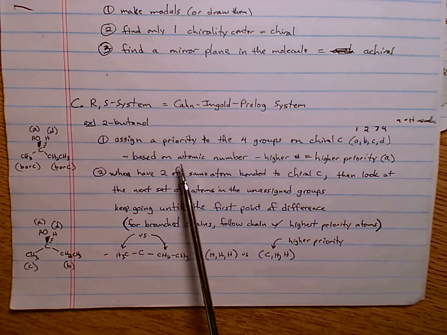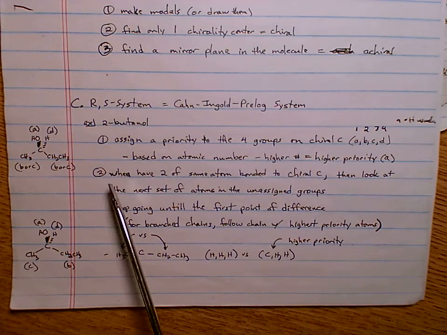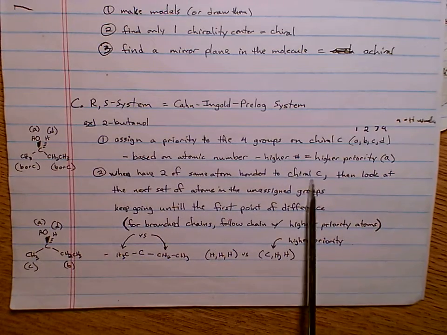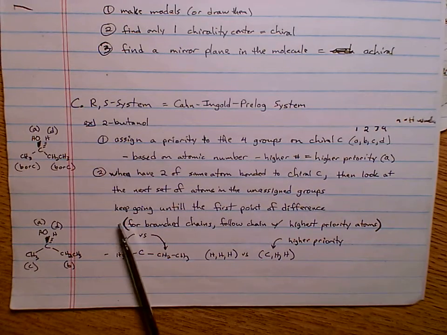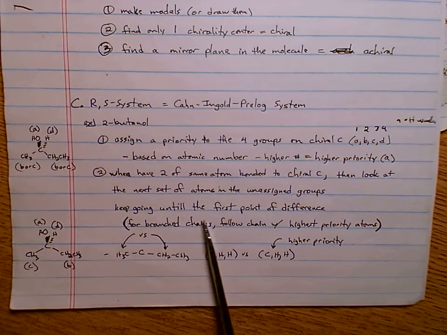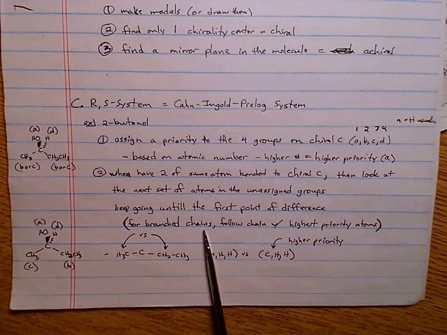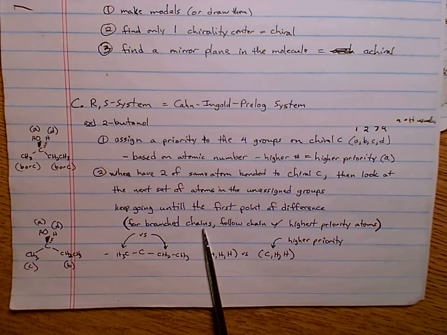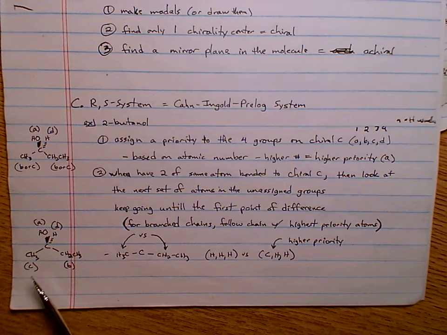The higher the atomic number of the atom bonded to the chiral carbon, the higher the priority. All right. If it just so happens to have 2 of the same atom bonded to the chiral carbon, then look at the next set of atoms in the unassigned groups, and you keep going outward until the first point of difference. What this will lead to is that if you have a branched chain, that will be a higher priority than a non-branched chain. And if none of your chains have branches, then the longest chain has a higher priority.